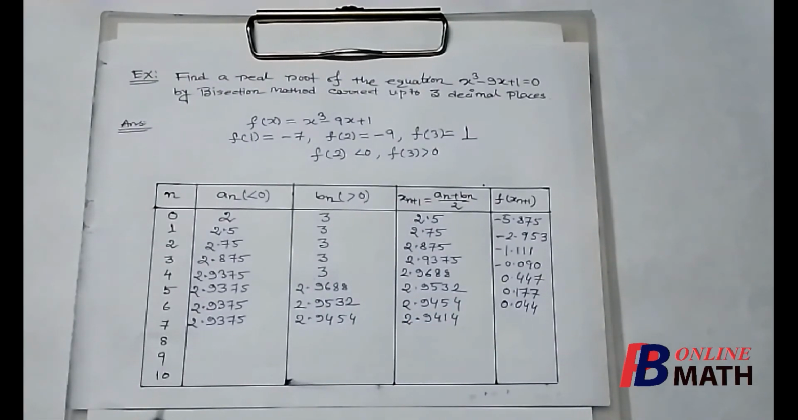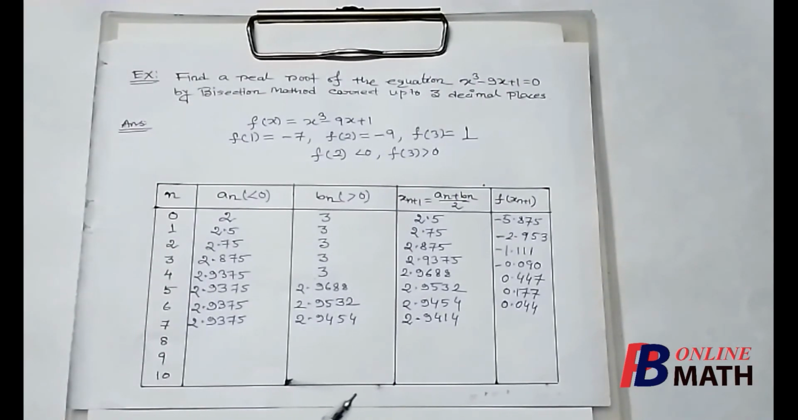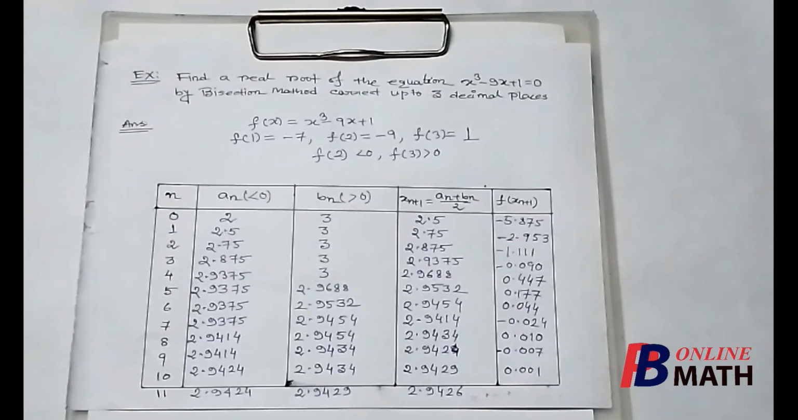So this method will continue. The same procedure we shall use here, so you can easily find the next values. I have already computed all these values, so I am just putting all these values here. You can easily find these values by using the calculator. Now we have completed the table here. We have computed up to the 11th step.